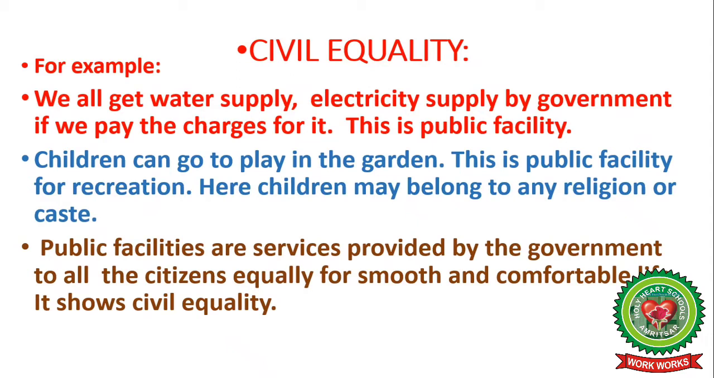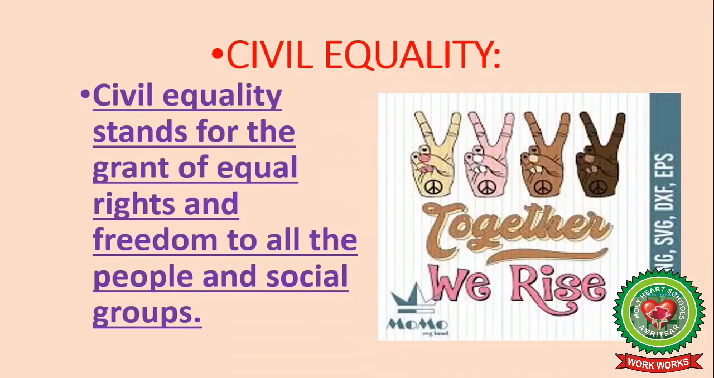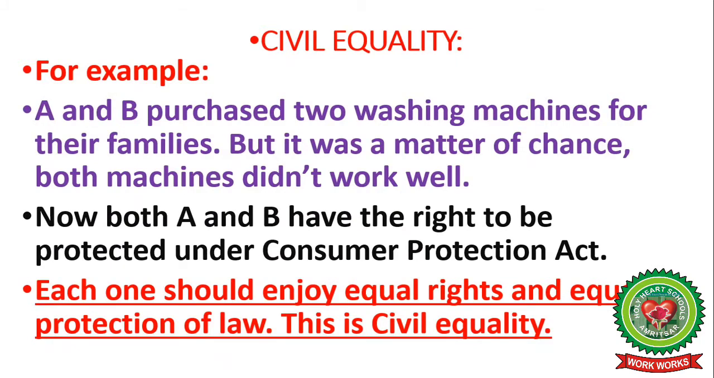This is civil equality. And next is children can go to play in the garden, public place, locality garden. This is public facility for recreation. Here children may belong to any religion, caste, but there is no restriction. So public facilities are services provided by the government to all the citizens equally for smooth and comfortable life. It shows civil equality. Yes, this is a civil equality when they all are getting water supply, electricity supply, the garden for children. These are the public facilities. It shows the civil equality. So, what is civil equality? Civil equality stands for the grant of equal rights and freedom to all the people and social groups.